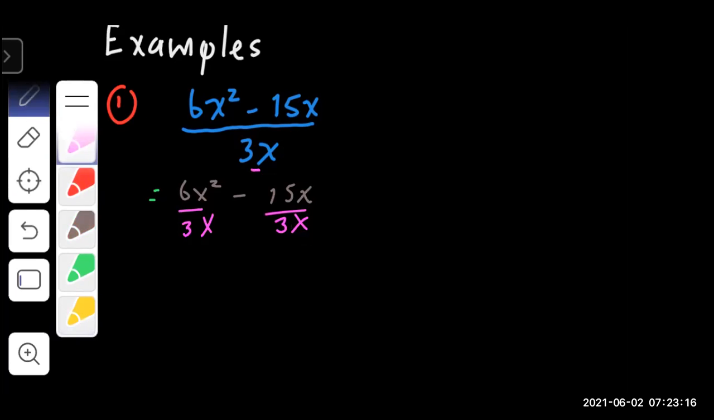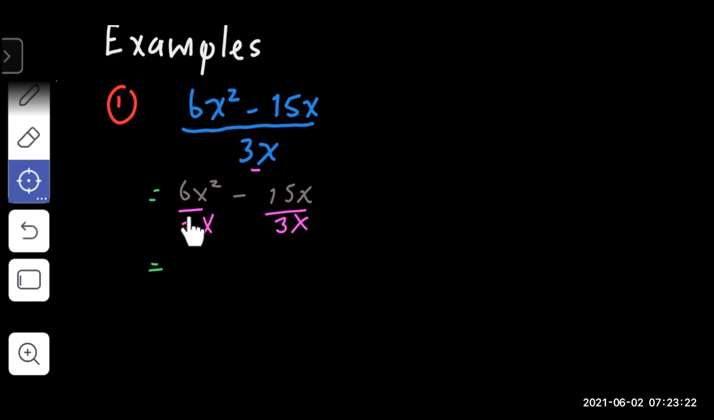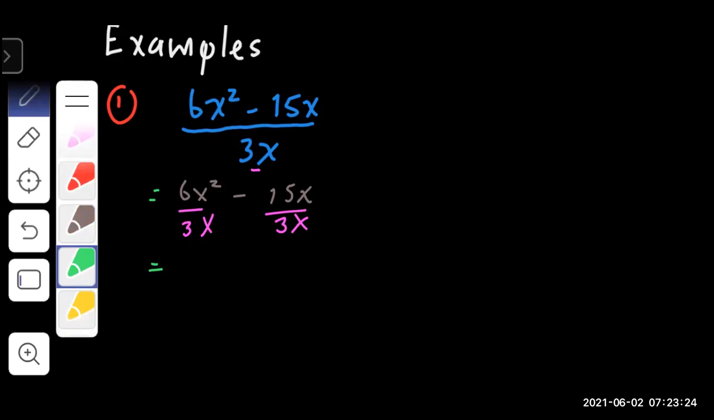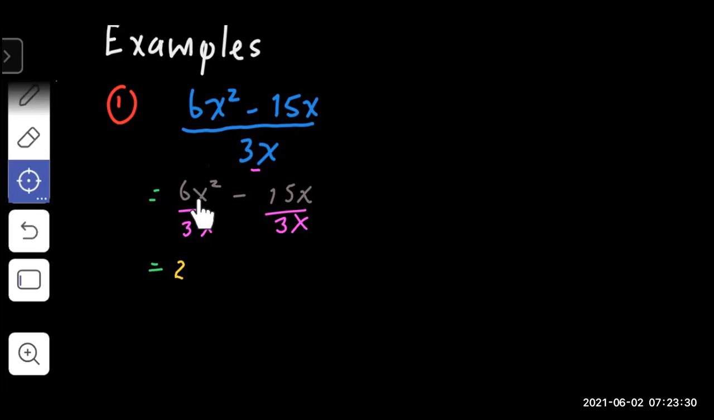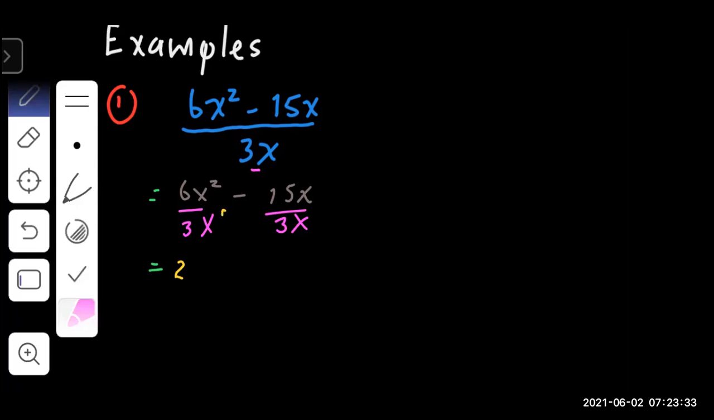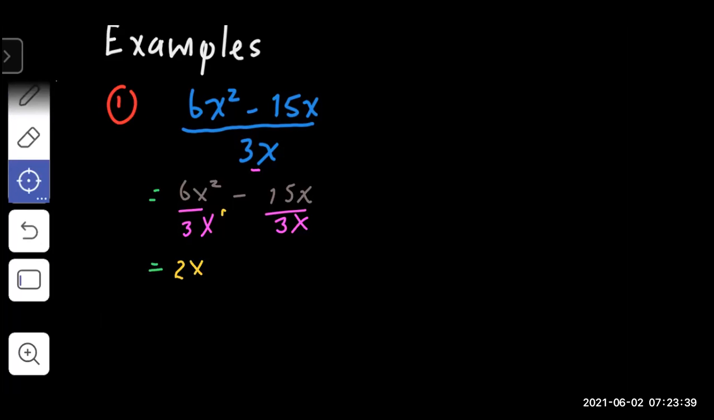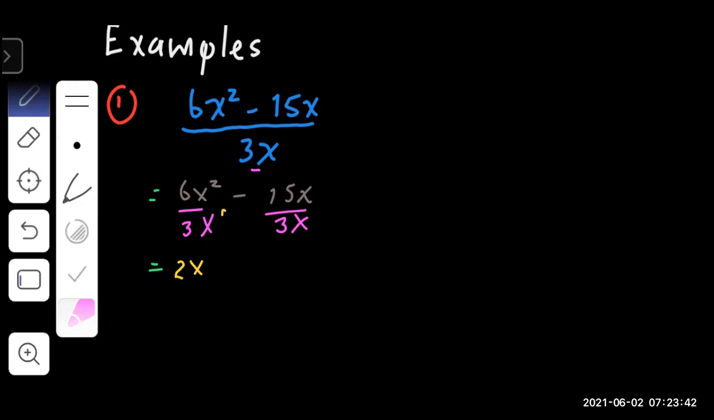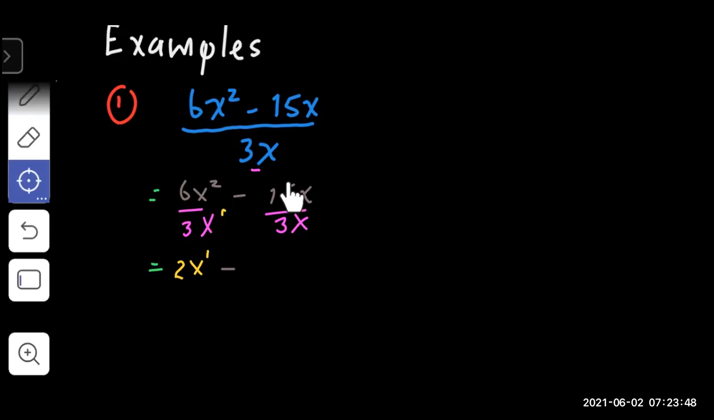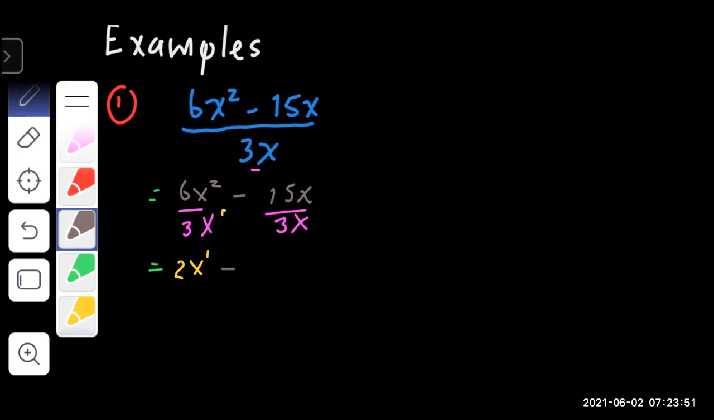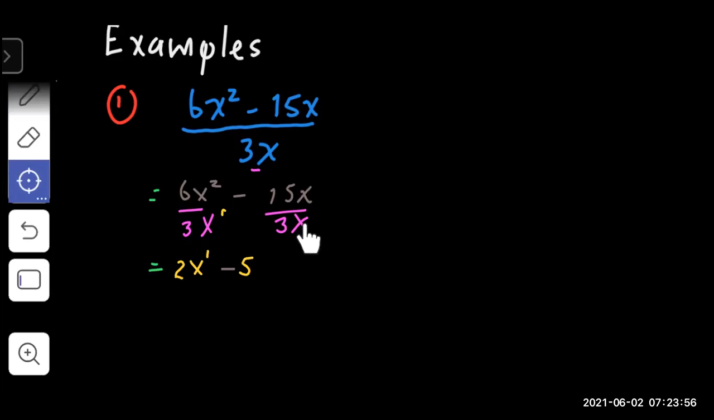Now, what am I going to do? Let's divide 6 divided by 3. What is that equal to? 2. And now, x squared divided by another x. This is the first power. We have the same base, so we copy the base, and then we subtract 2 minus 1, which is 1. If you don't want to put a 1, that's okay. Minus, let's continue. 15 divided by 3 is 5. And then x divided by x.